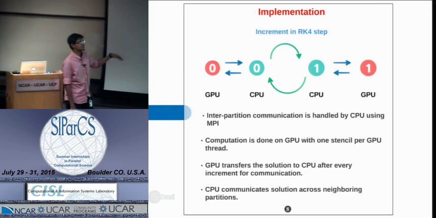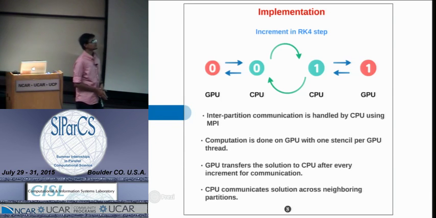So at every step, the CPU gives the information for computation to the GPU, and then it processes and gives back the result to the CPU, and then it communicates the data that's required by its neighbors. The CPU does that, and then gets back what it needs from its neighbors, and then for the second iteration, it gives the data to the GPU.